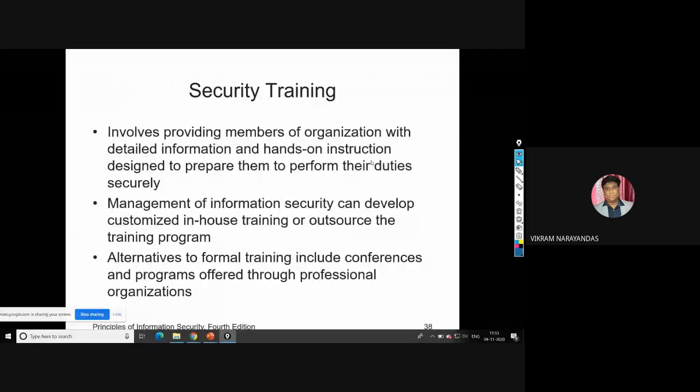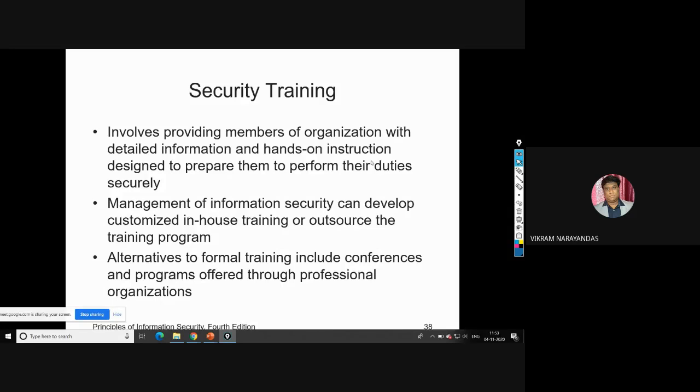Security training. So what is security training generally? It involves providing the members of the organization with detailed information and hands-on instructions designed to prepare them to perform their duties securely. So we give awareness programs and hands-on experience to the employees so that they can perform their duties very securely.